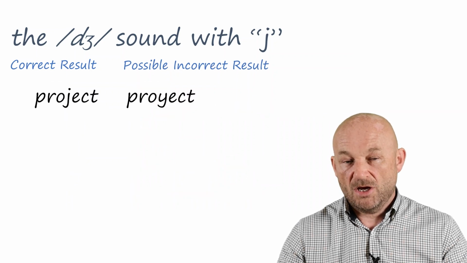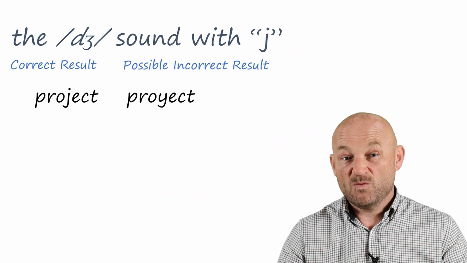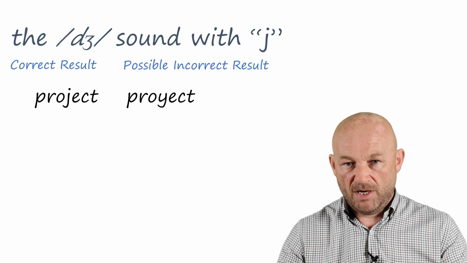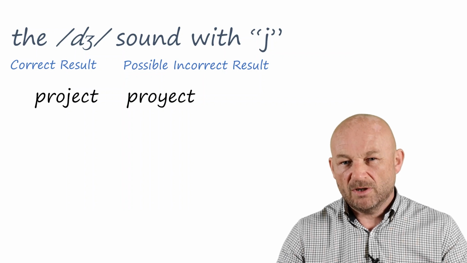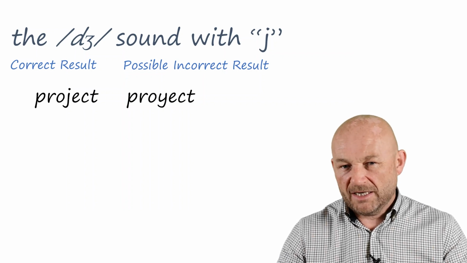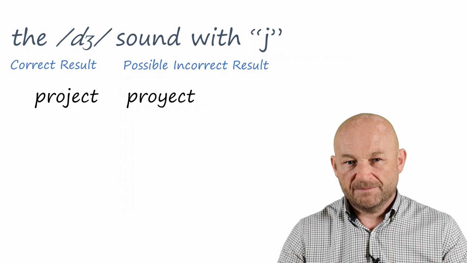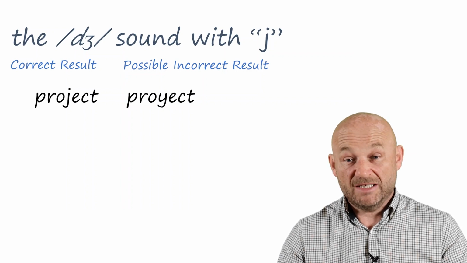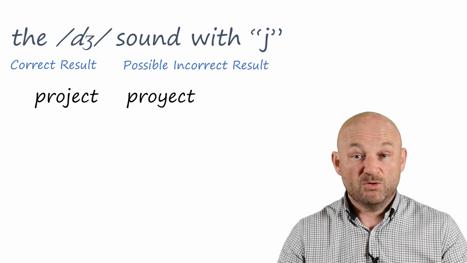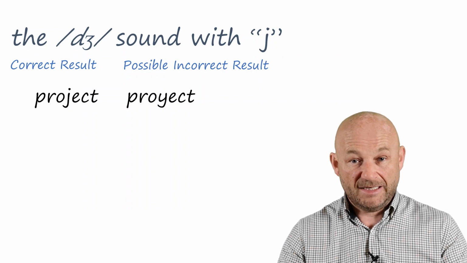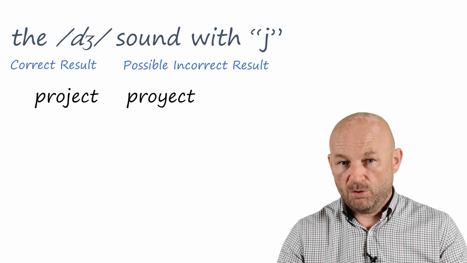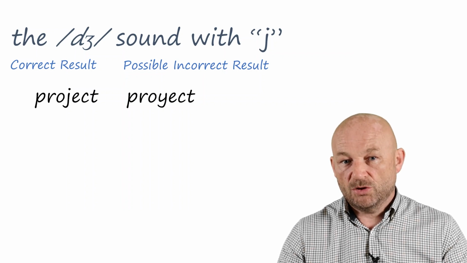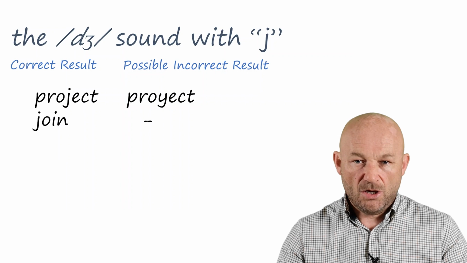Project. Your speech-to-text recognition will probably give you the right result here, even if you mispronounce it. But make sure that you are not saying it with the wrong stress. Notice that when used as a noun, the stress is on the first syllable, and when used as a verb, it is on the second syllable. Project, project. And finally, we have join. It's not yoin.